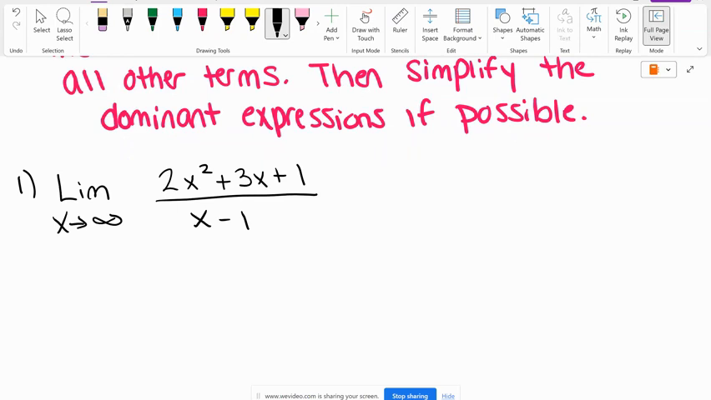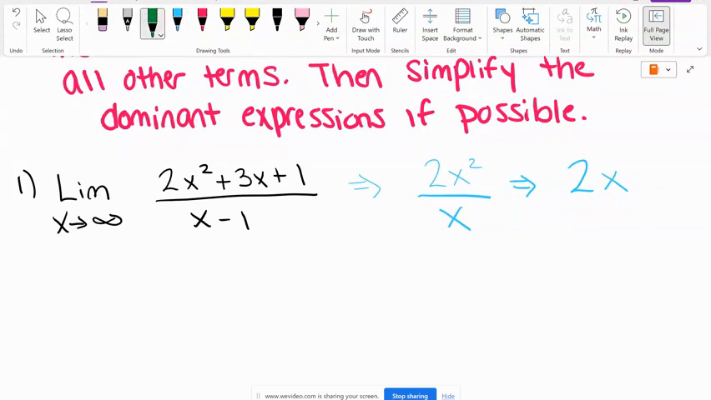So I'm going to take my most influential on top, which is 2x squared, over my most influential on the bottom, which is just x. You need the numbers in front of it. You couldn't just do x squared and x. You needed the 2 with it. You need the coefficients with it. Then what did I say? Ignore everything else. Now simplify if possible. Can we simplify this down? When I simplify this down, I'm left with 2 times x, or 2x.